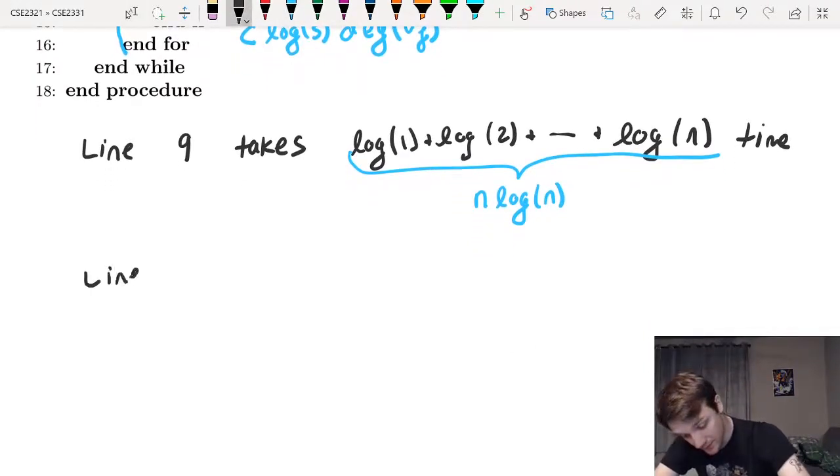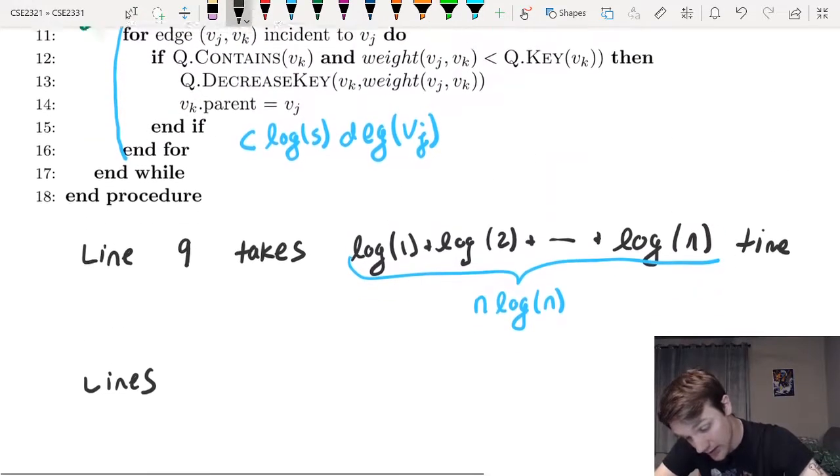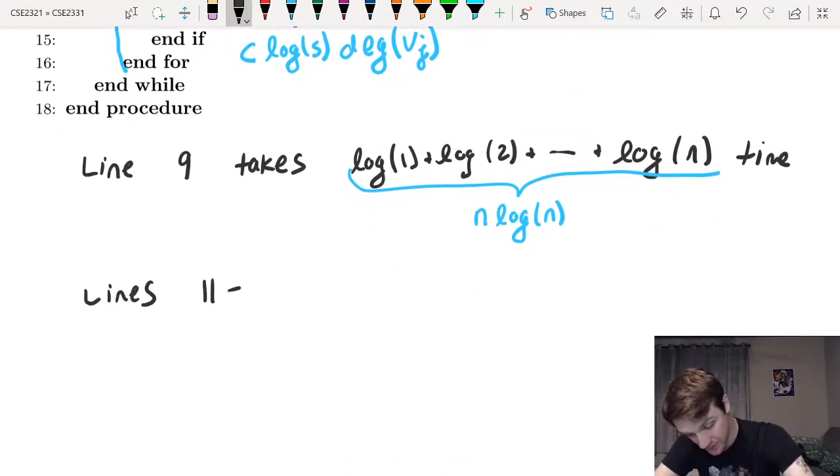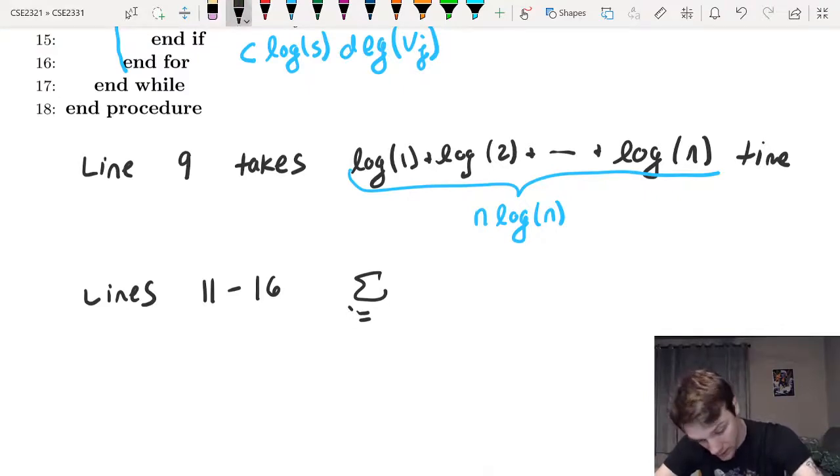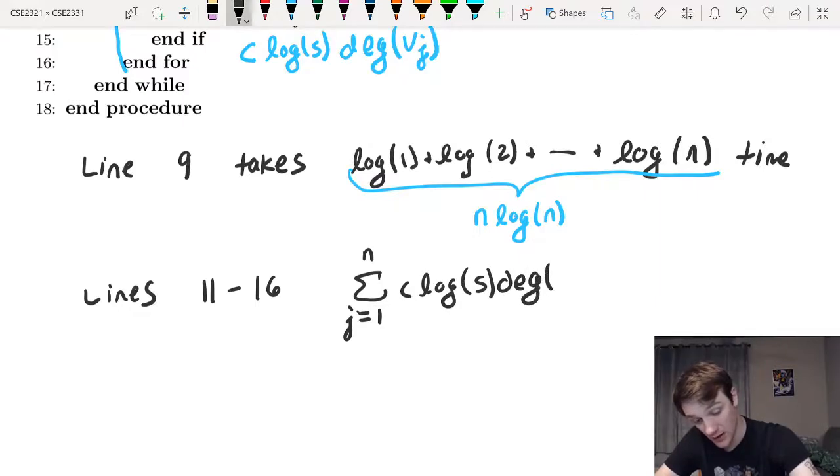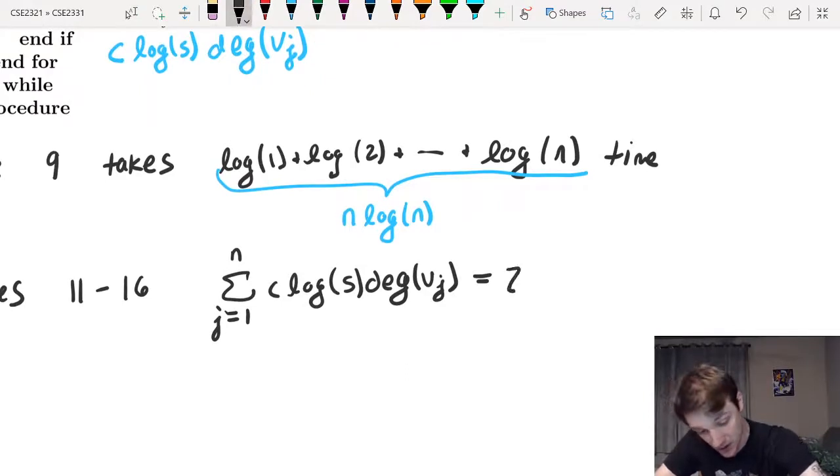Lines, let's make sure we get the numbers right, 11 through 16. Take the sum from j equals 1 to n of c log of s times the degree of v sub j. We could factor out the c log of s, and then we add up the degree of every single vertex, which we've seen before, is going to be 2 times m. So this equals 2 times m times c log of s.